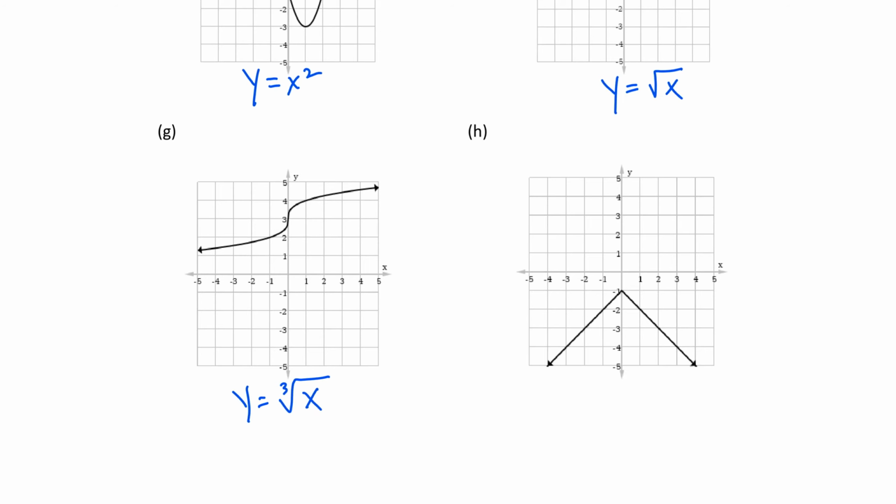And finally, example H, it is a V. It opens down, but it is still a V shape. This guy goes with absolute value. Remember, V shape goes with absolute value. Value starts with V. So this is how we're going to begin graphing our more complicated functions. We will figure out which parent function it is associated with, and then we will look at how the operations in the function actually change the graph. We'll do that in the next video.